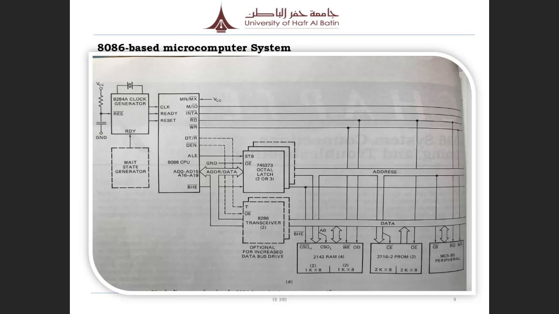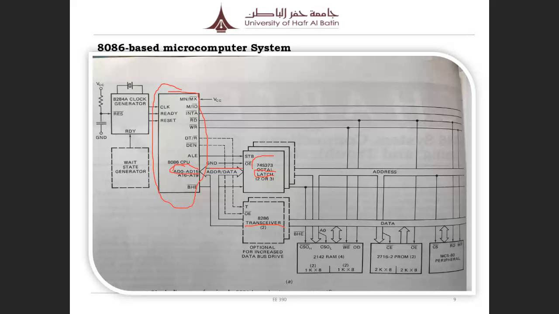Now look at what I shortly wrote on the previous page. This is a microprocessor unit. Look at AD0 to AD15. This multiplexed address and data bus is connected to the latch, an octal latch. The IC number is 74373, doesn't matter, latch. And there is also a transceiver, its IC number is 8286.